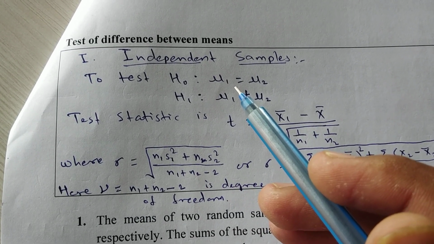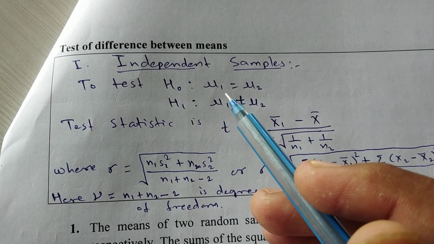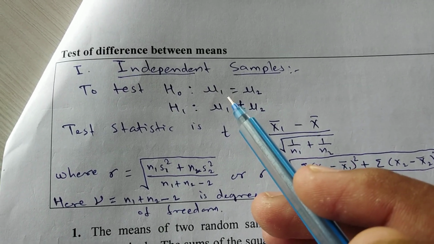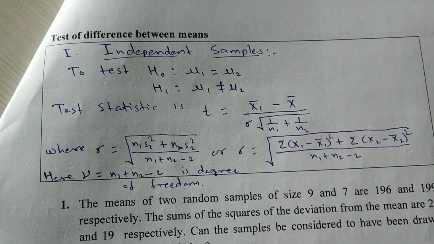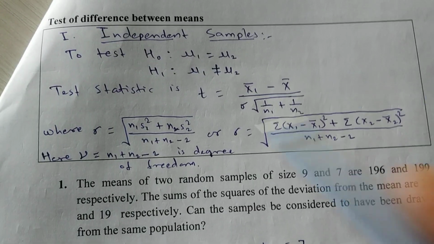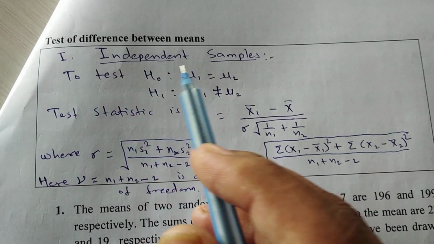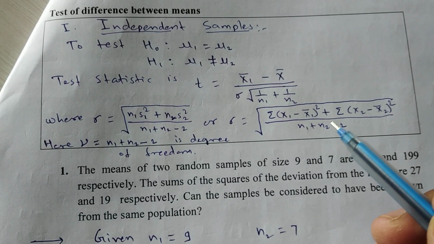This is our fourth lecture on sampling theory. In the last lecture we discussed the t-test for small samples. Now in this lecture we will discuss the test of difference between means for small samples. So there are two types. First one independent samples and second one dependent samples.